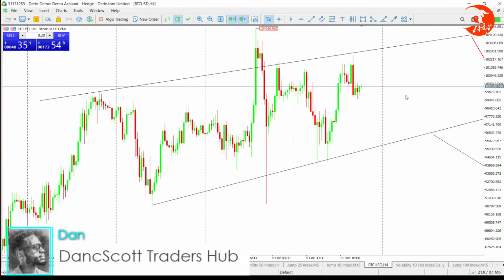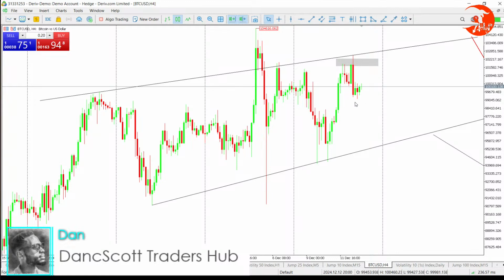So going to H4, we can actually clearly do this so that we have it clear. So that's what we see there. We have a clear double bottom right there, and we have a clear change of character right there according to H4.